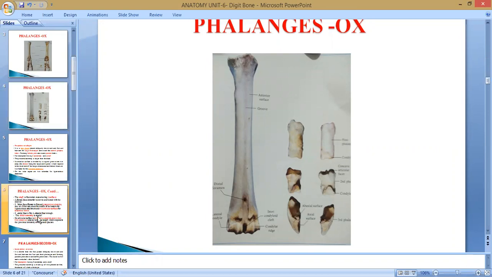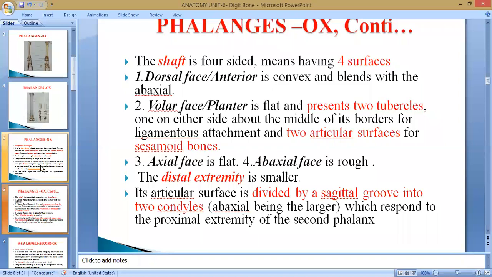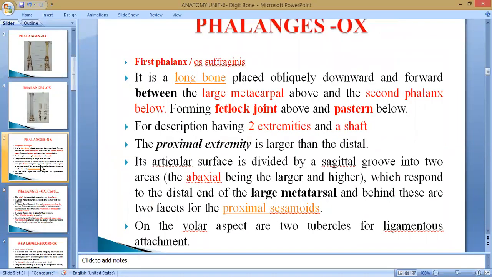So from first to here, we have discussed only the first phalanx, also known as os pharyngis, and it is a long bone situated obliquely downward and forward, in between the metatarsal and the second phalanx. Above it forms the fetlock joint, and below, with the help of the second phalanx, the pastern joint. For description, because it is a long bone, it contains two extremities, the proximal and distal, and a shaft.